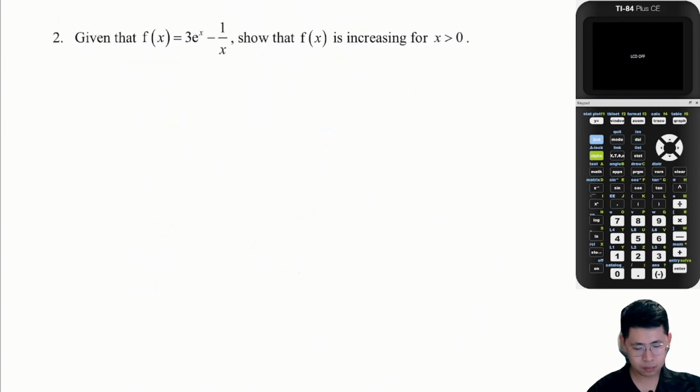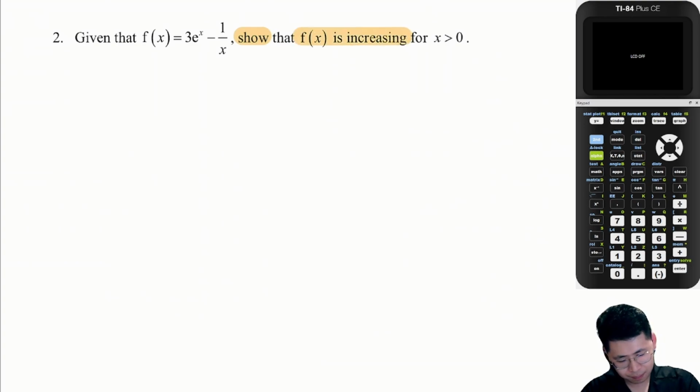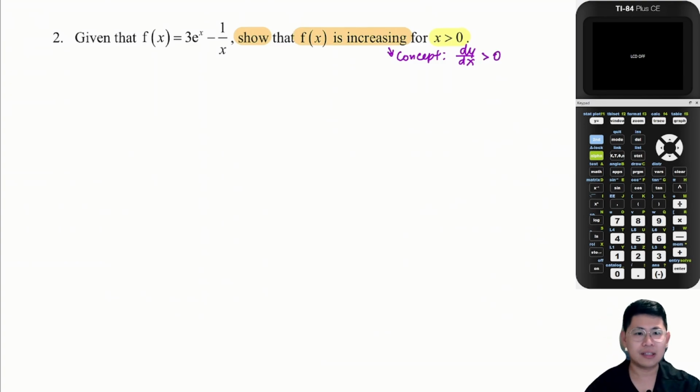Moving on. Okay, so part 2 over here. Given that f(x) is this, show, keyword over here, show that f(x) is increasing for this range over here. So we have one detail over here, and we have that f(x) is increasing. So the concept is that when f(x) is increasing, the value of dy/dx is positive, because the gradient must be positive for the curve to increase. So I think this one we don't need our calculator.